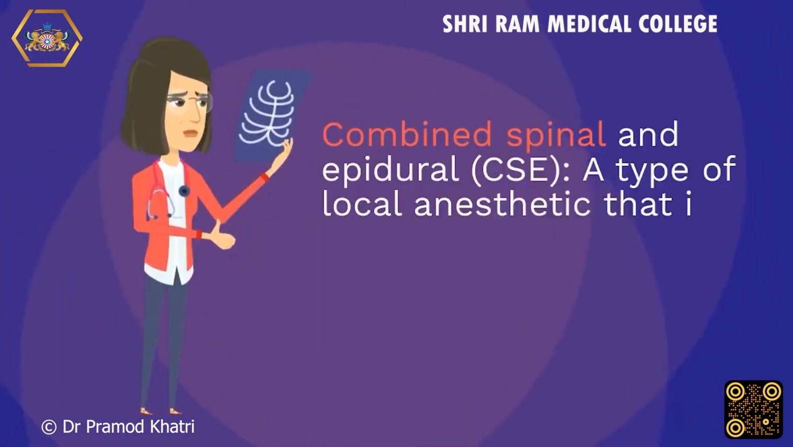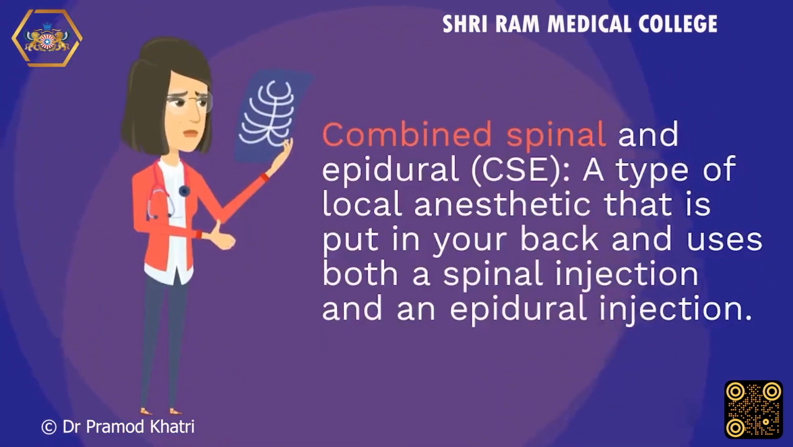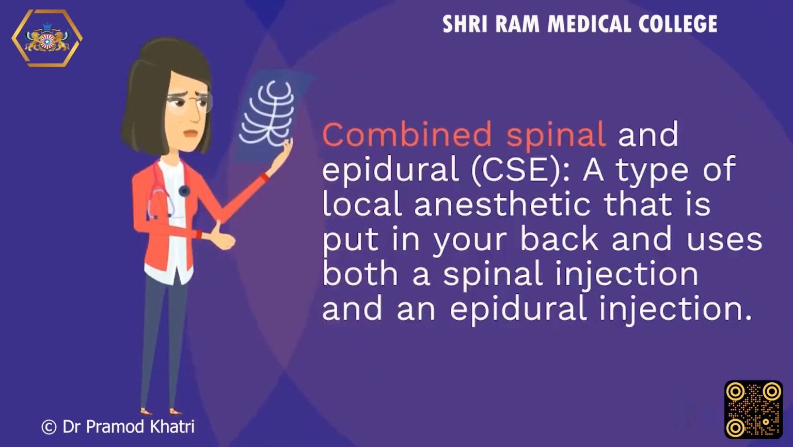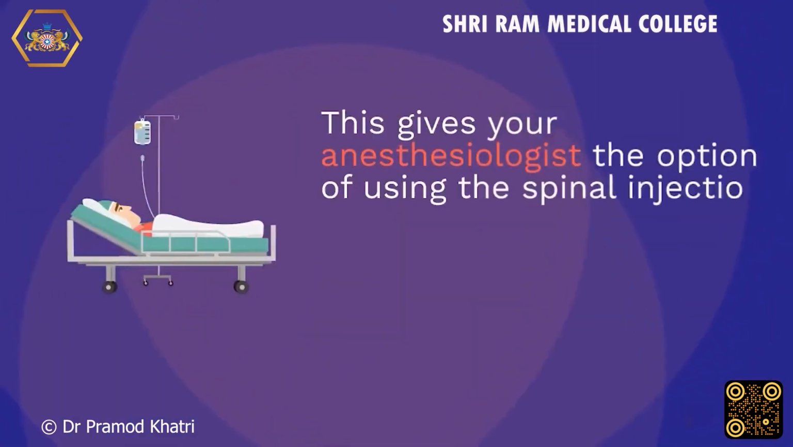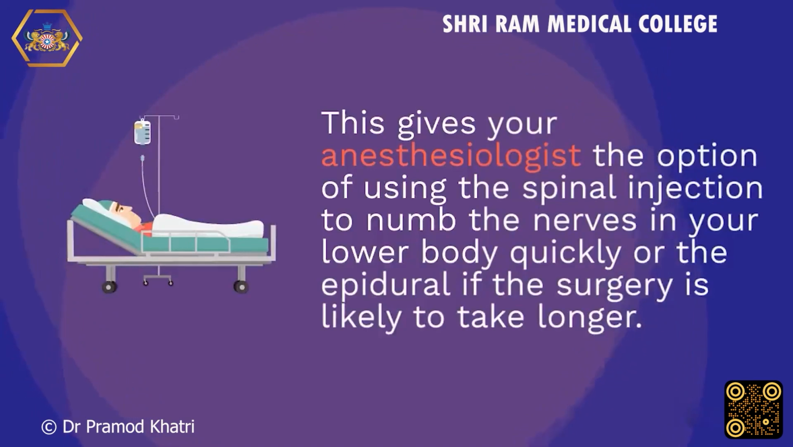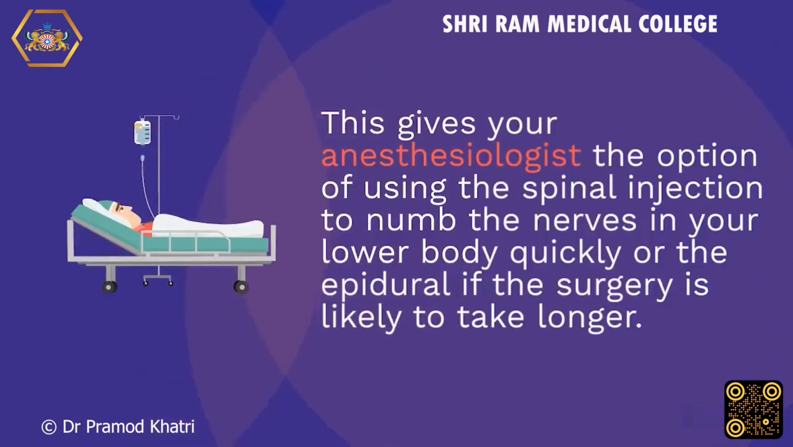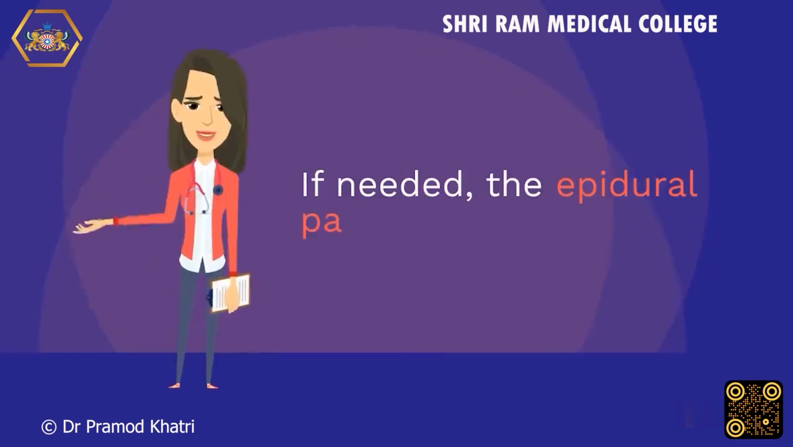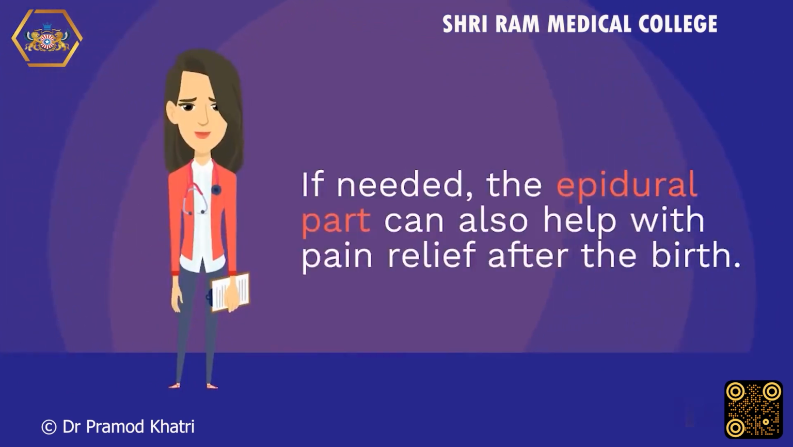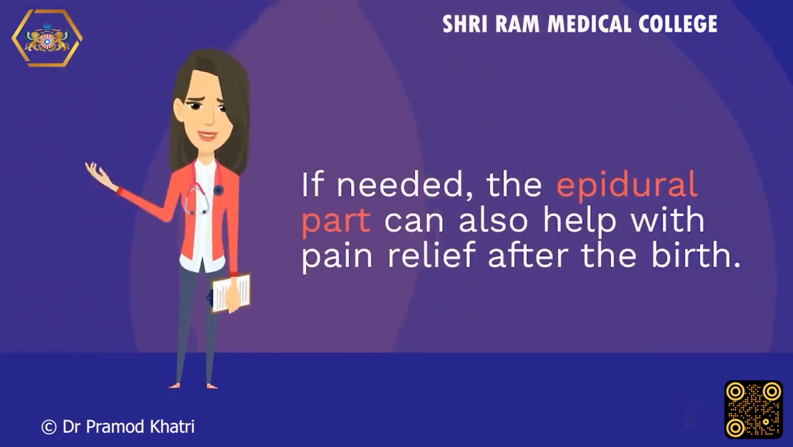Combined spinal and epidural, CSE, a type of local anesthetic that is put in your back and uses both a spinal injection and an epidural injection. This gives your anesthesiologist the option of using the spinal injection to numb the nerves in your lower body quickly, or the epidural if the surgery is likely to take longer. If needed, the epidural part can also help with pain relief after the birth.